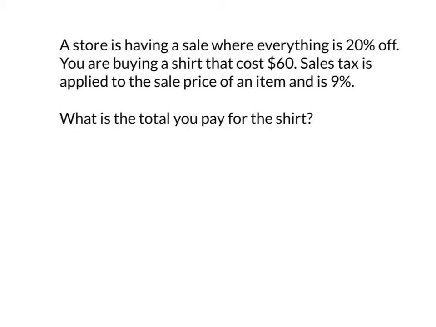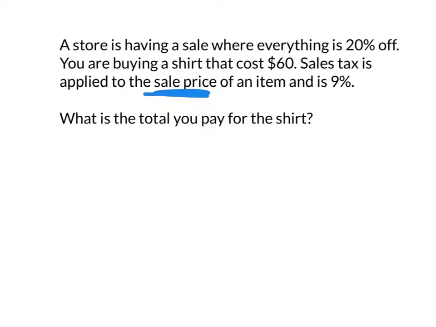Okay, for this problem, we have a store that is having a sale where everything is 20% off. You're buying a shirt that costs $60. Sales tax is applied to the sale price of an item and is 9%. So it says sales tax is applied to the sale price. That's really important. So we need to figure out the sale price first, and then we'll worry about the sales tax.